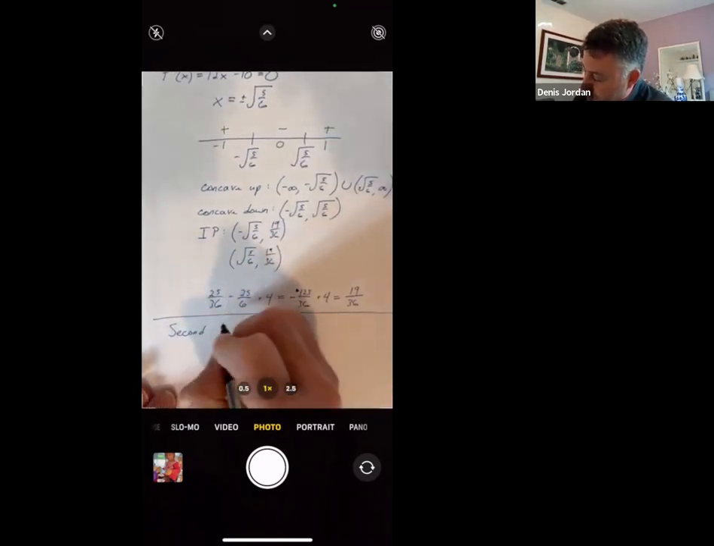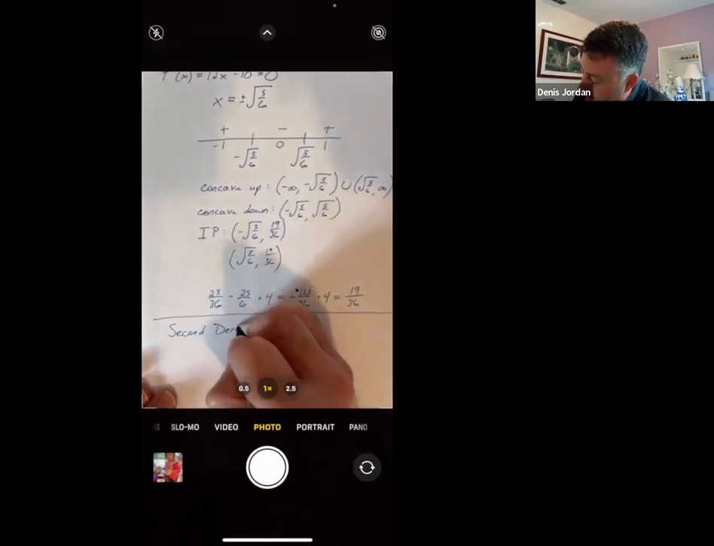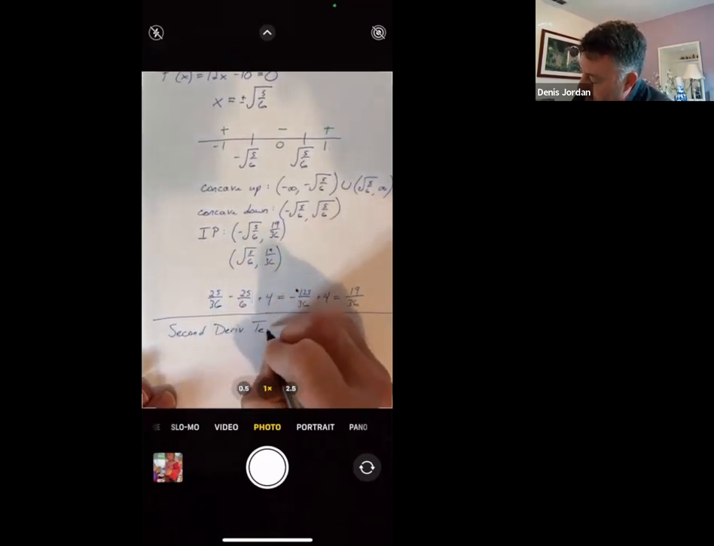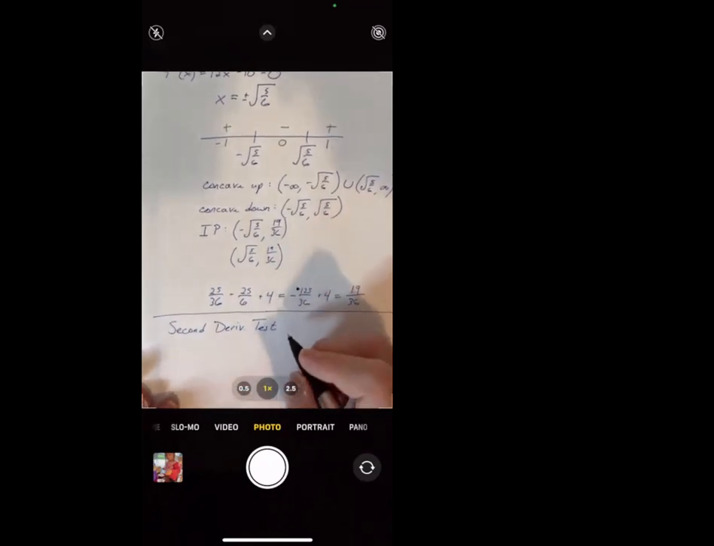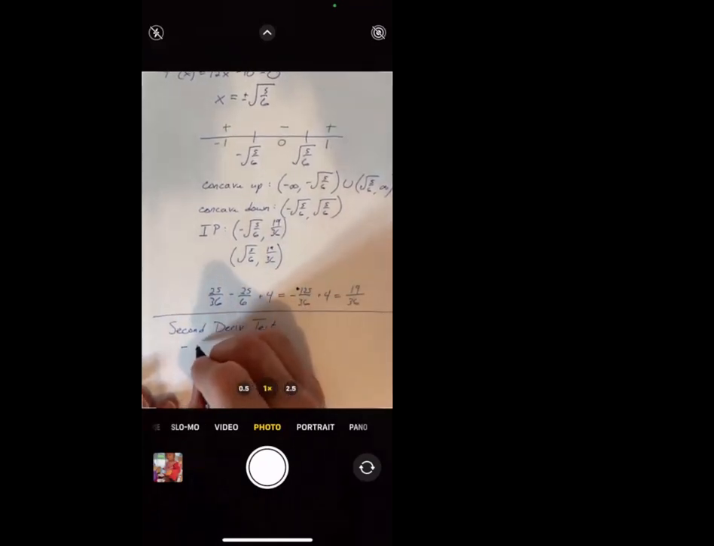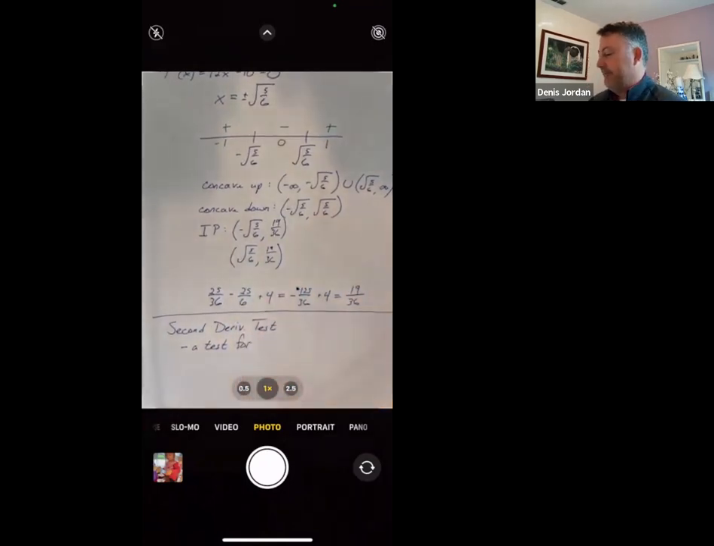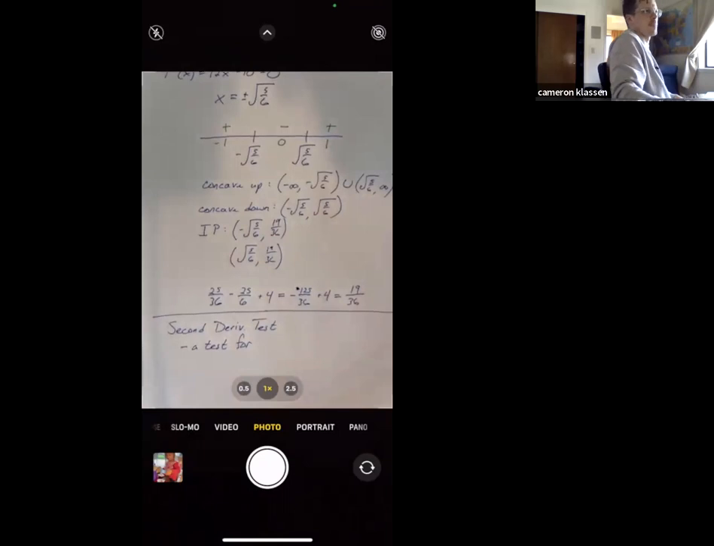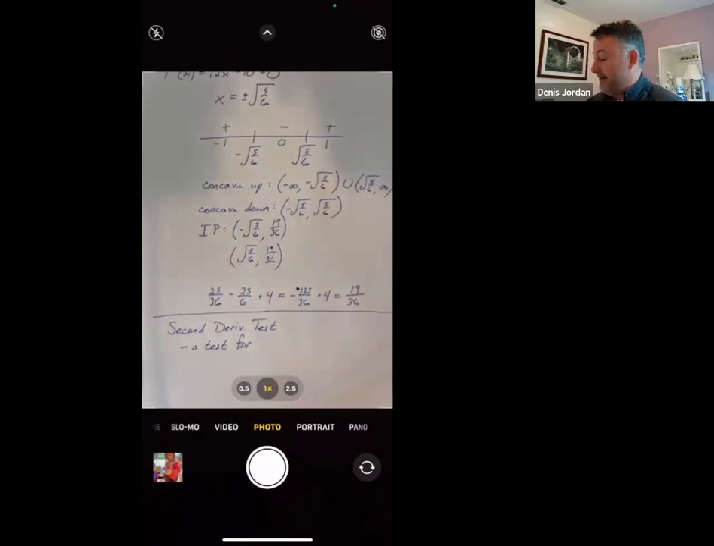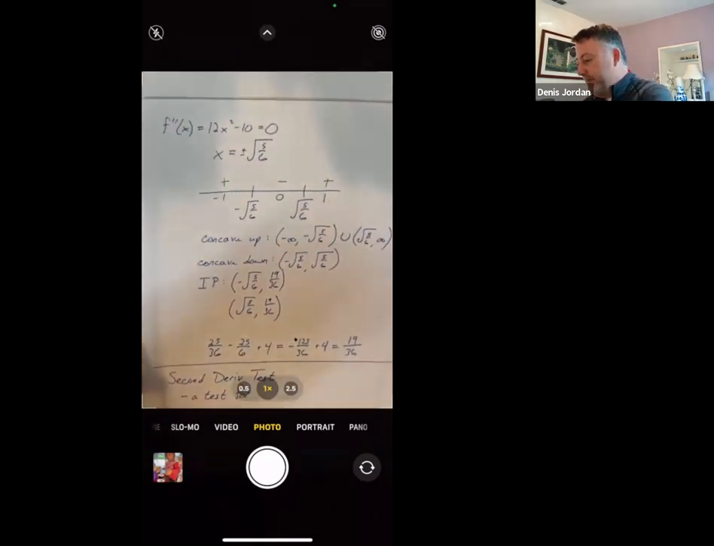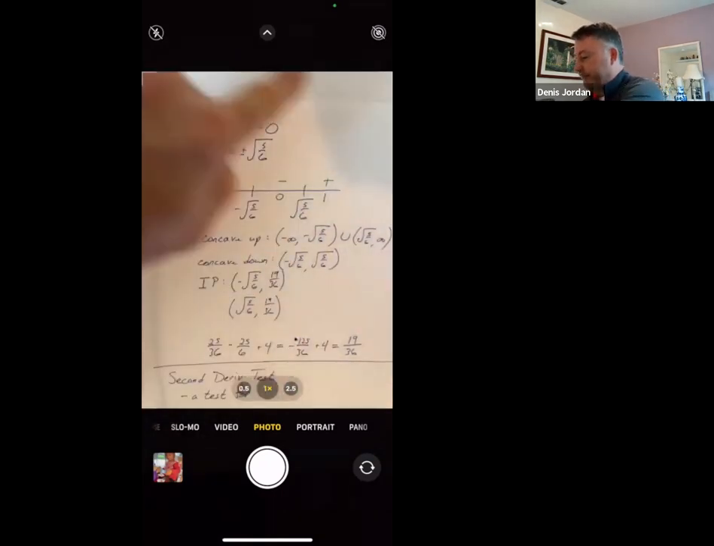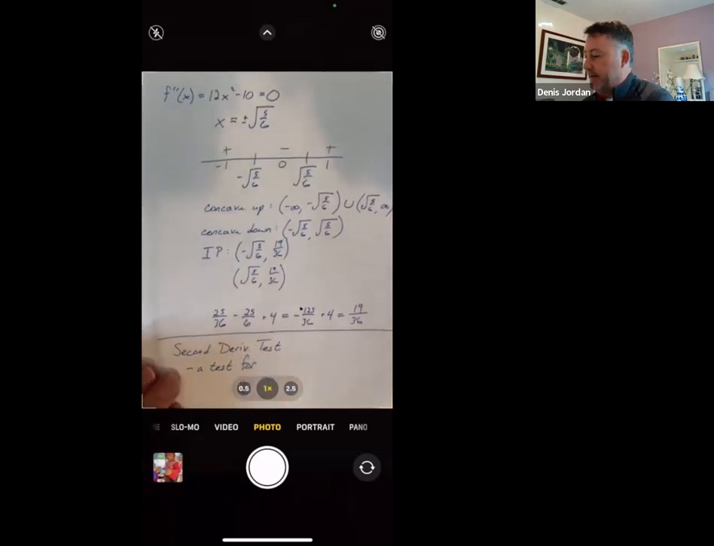So let's talk about that for just a minute. So second derivative test. First off, what is a test for? Like it's a test for what? For concavity. It's actually not. It's easy to think it is because that's what we just used it for. But this is not the actual second derivative test.